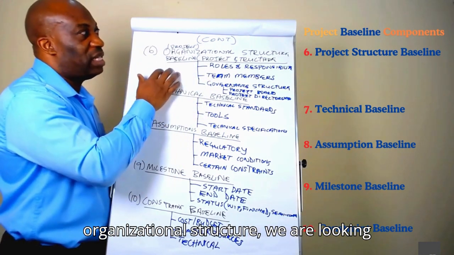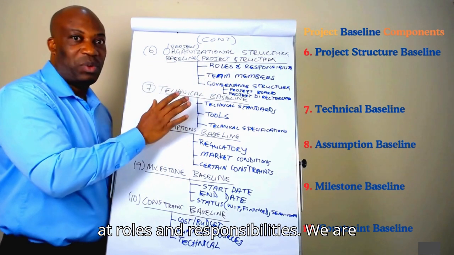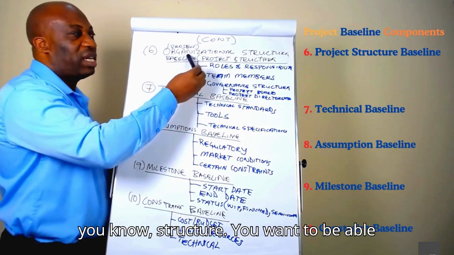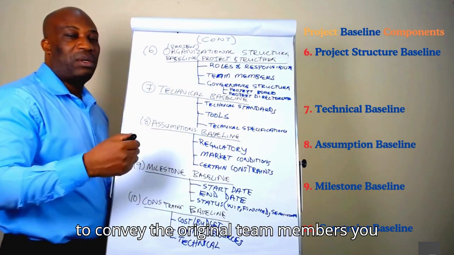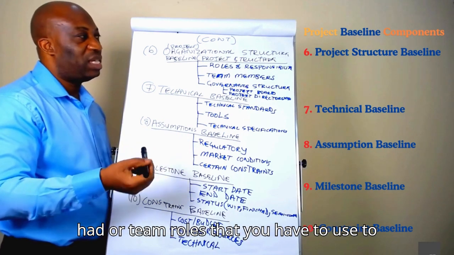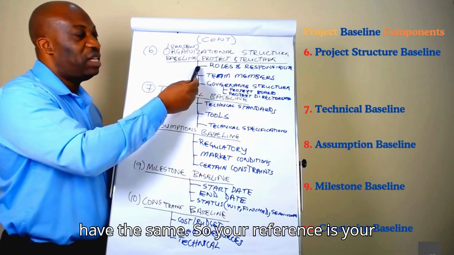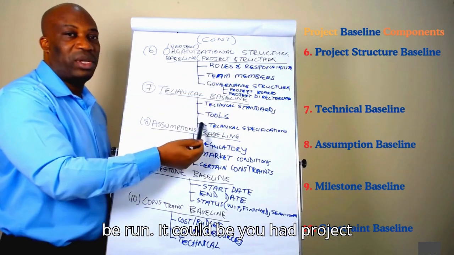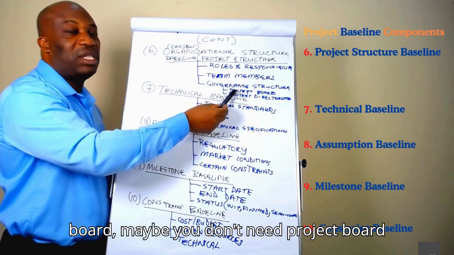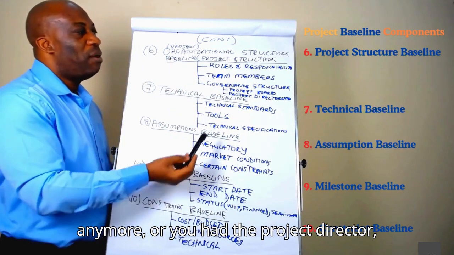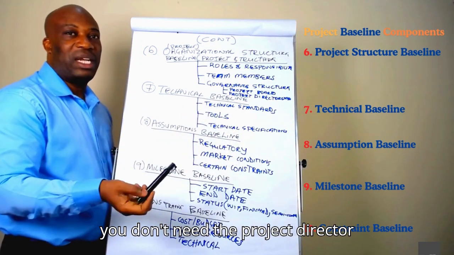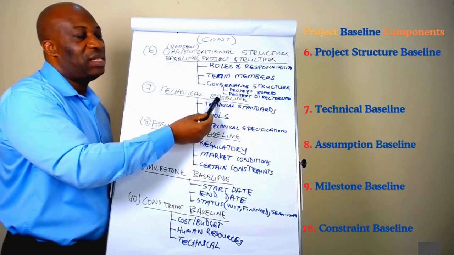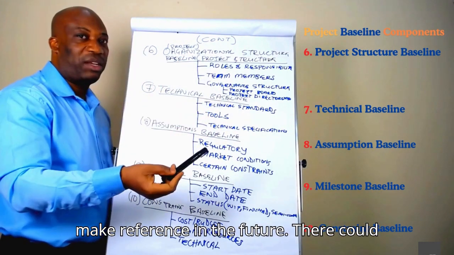On the organizational structure, you are looking at roles and responsibilities. We are also looking at team members. You want to compare the original team members or team roles you had. Do you still have the same? So your reference is your baseline. Then the other one is governance. On the governance side, you want to see how the project is going to be run. It could be you had a project board, maybe you don't need it anymore, or you had a project director, you don't need the project director anymore, or on top of the project director, you now have a program manager. Once you're able to baseline this, you're able to make reference in future.